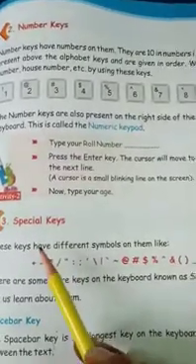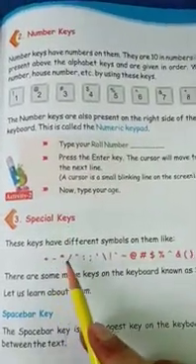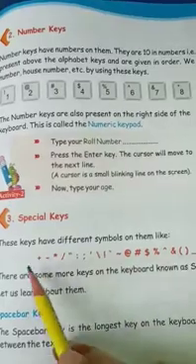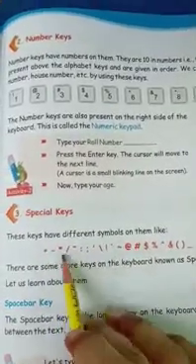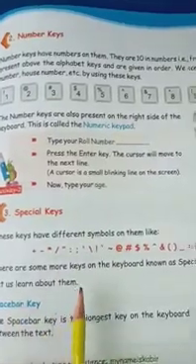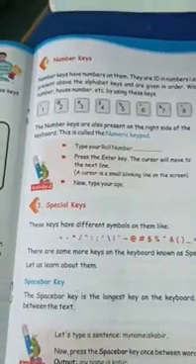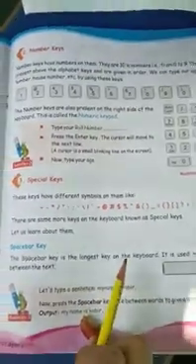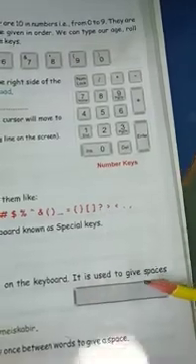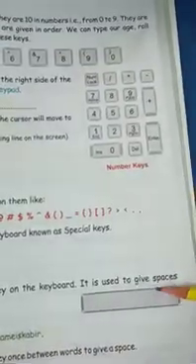Now see the next one. Special keys. These keys have different symbols on them. See, these are the special keys, nothing but the symbols. Okay children? We have these on a keyboard. There are some more keys on the keyboard known as special keys. Let's learn about them. Space bar key. The space bar key is the longest key on the keyboard. It is used between the text. With the help of this key, we can give space between the words.